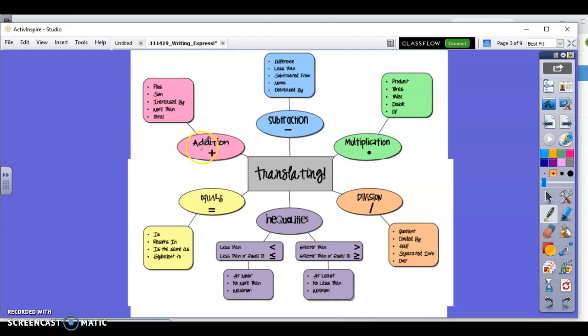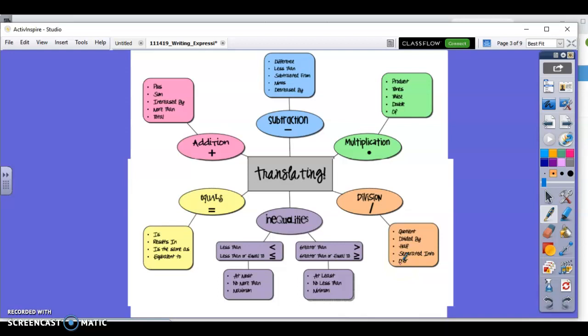So here you have addition, so there's your symbol. Some words that mean addition are plus, increase by, more than, total. Subtraction: decrease by, subtracted from, minus, less than. Multiplication, here's a word: of. If you double something, twice, product. Division: quotient, divided by, half, separated into, the word over.